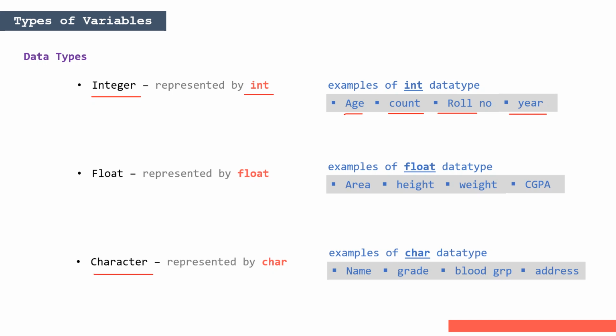Then the third is character, represented by char. It may include a single character, maybe M or F. Then there is char array of characters, represented like this, char with the size of the array in square brackets, to represent strings, name, address, etc.